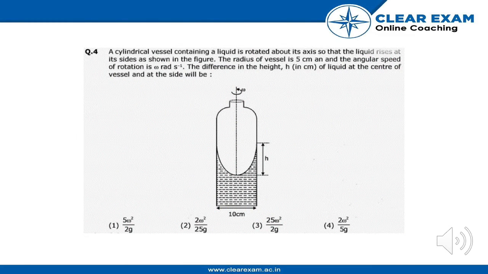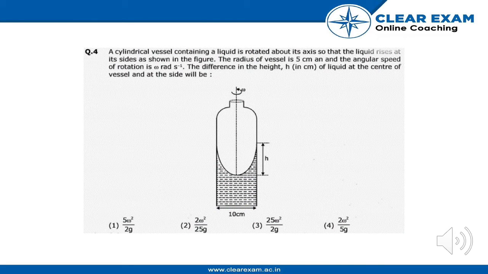Now welcome to the fourth question. A cylindrical vessel containing a liquid is rotated about its axis so that the liquid rises at its sides as shown in the figure. The radius of the vessel is 5 centimeter and the angular speed of rotation is omega. The difference in the height h of the liquid at the center of vessel and at the side will be, and these are the four options given to us.